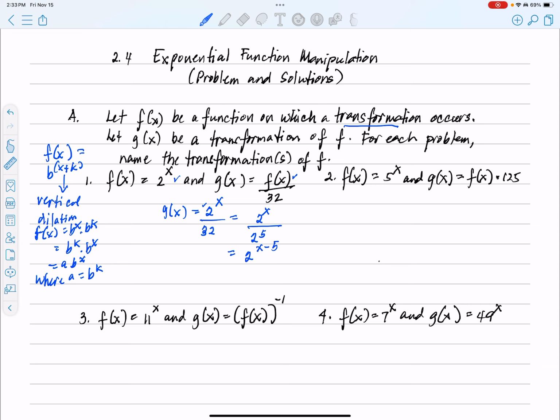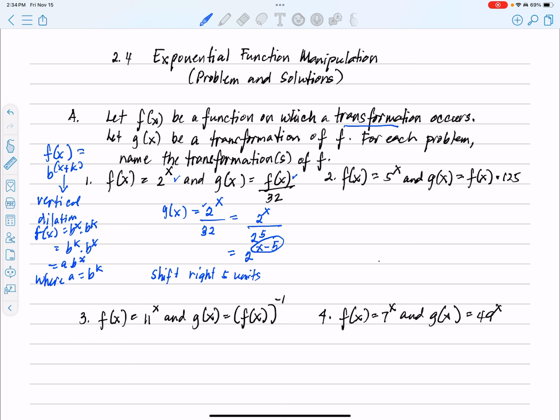Remember, there is a shifting that is going on here. Since it's negative, that means it shifts to the right, right? Since it's negative, how many units? 5 units to the right. Okay? Let's have number 2.